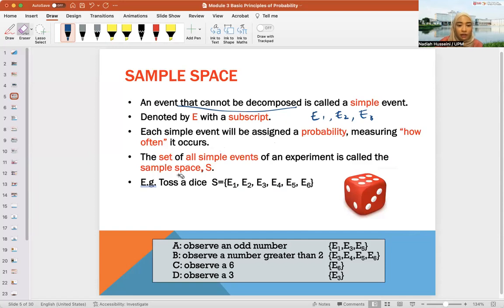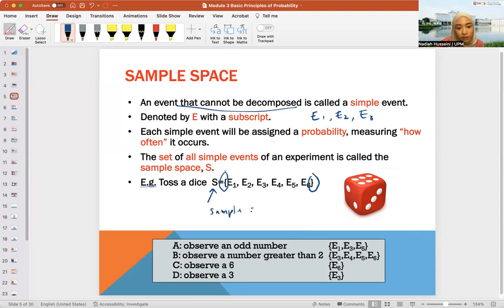I think I did not give you a good example. We're going to discuss this more later. The set of all simple events of an experiment is called the sample space. Here, they labeled all the events within a bracket: event 1, event 2, event 3, event 4, event 5, and 6. All of these elements are enclosed by a bracket, and it is equal to S. S is your sample space.